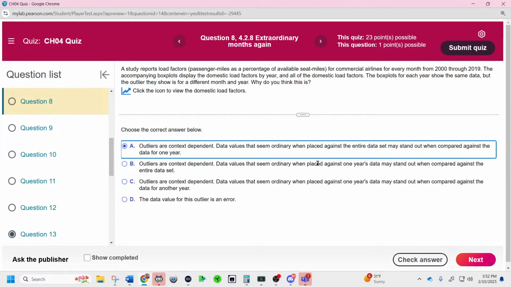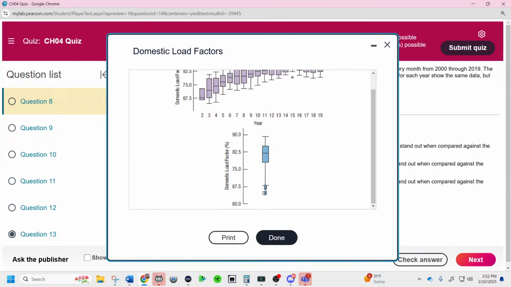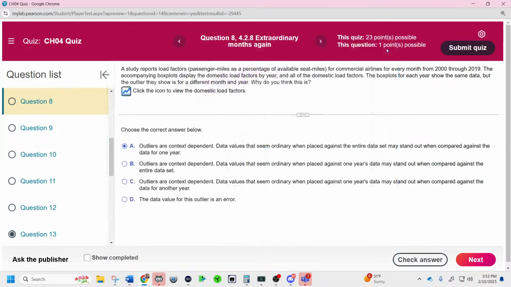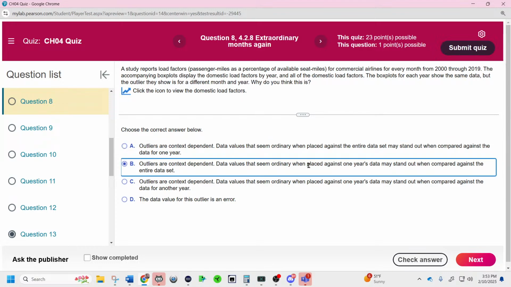Data values that may seem ordinary. Okay, so actually the majority of the outliers are coming down here. So they seem ordinary in the yearly. That's the trick to this. You don't really have the outliers here. There's one. They shouldn't have put that one in, that would have made the answer obvious. But the outliers are appearing down here. So data that may seem ordinary when looked at within the years may not be ordinary within the entire data set. Data sets that may seem ordinary when placed against 1 year's data may stand out when compared to the entire data set. I'm 99% certain.